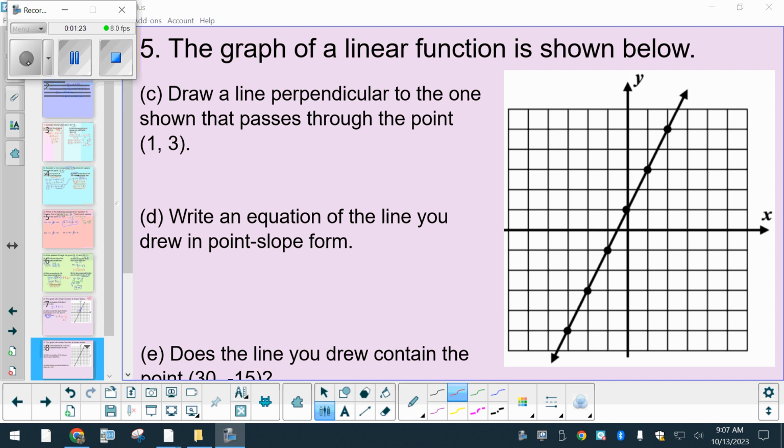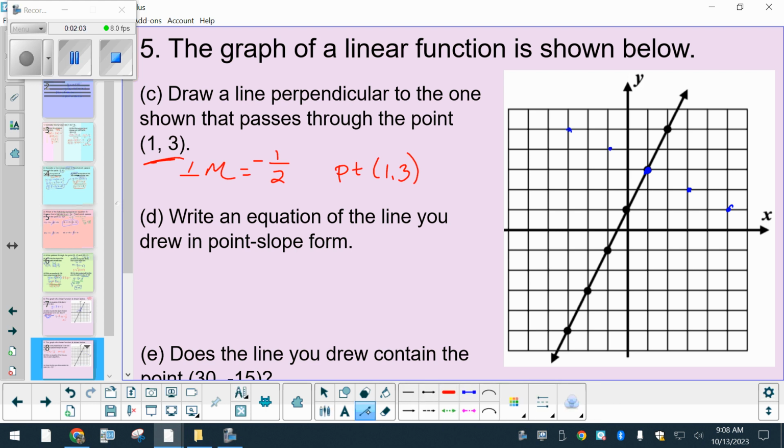Okay, so draw a line perpendicular to the one shown that passes through this point. Okay, so our perpendicular slope, that was negative 1/2. And then the point that we're going to use is (1, 3). So what you guys have to do is go to the point (1, 3). And then you count your slope. Negative 1 means I go down 1, over 2, down 1, over 2. Then you do the reverse, up 1, over 2. And then use the little line feature.